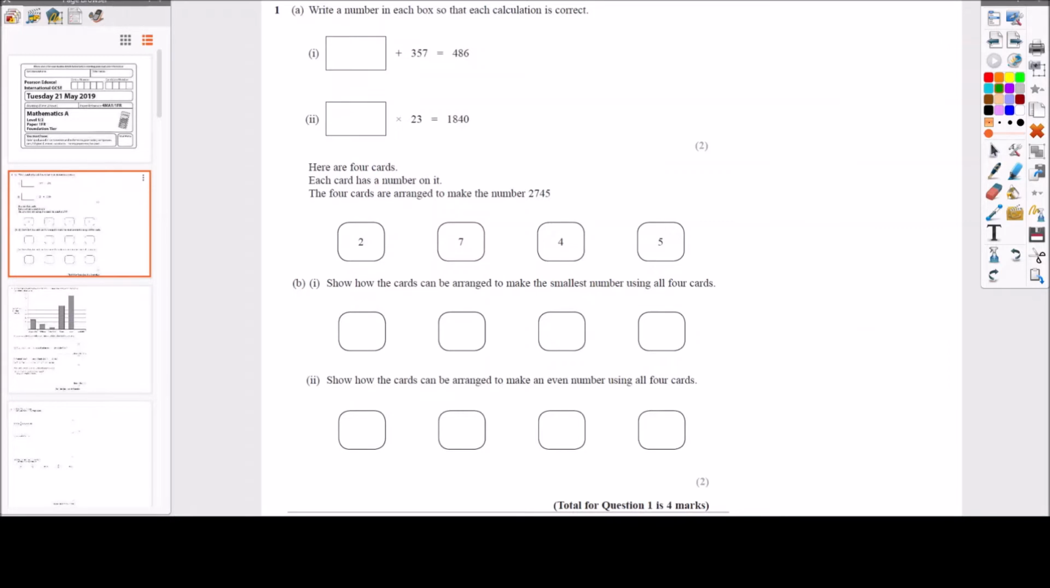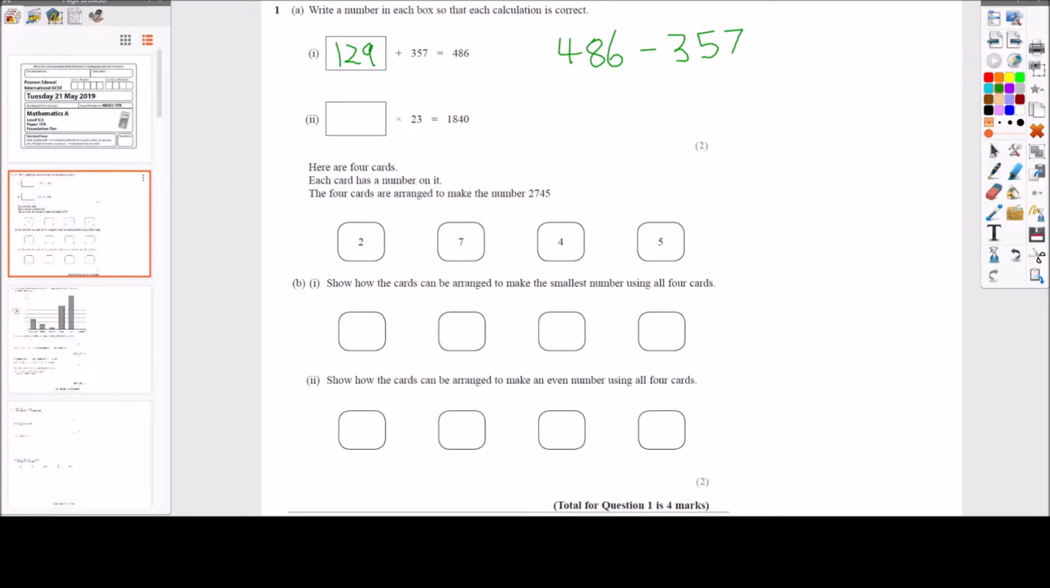So if we're adding two numbers together to get 486, the easiest way to work this out is just to work out 486 take away 357. That will tell you what you need to add to get to it. So 486 take away 357 is 129. All right, so 129 add 357 is 486. How did we work that out? We did 486 take away 357.